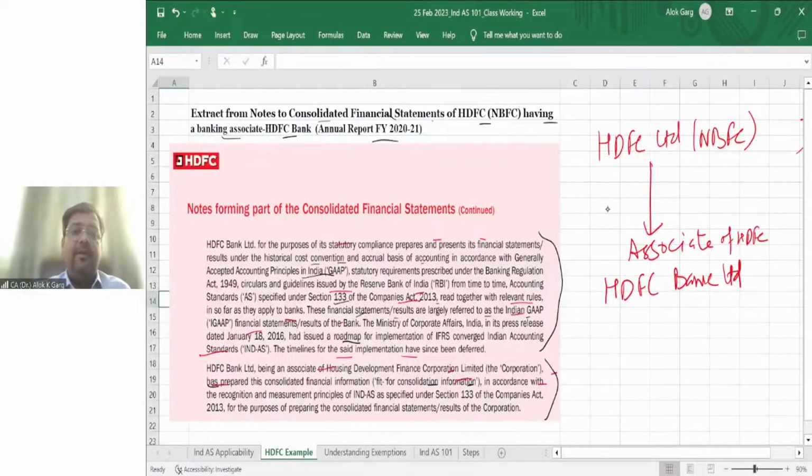Now in the second paragraph, they have written that HDFC Bank, being an associate of HDFC Limited, which is known as the Corporation, has prepared this fit for consolidation information in accordance with Ind AS for the purpose of preparing the consolidated financial statement or results of HDFC Limited. So in this note from the notes to accounts of a listed NBFC, HDFC Limited, they have written that our associate bank has prepared as per IGAAP for the statutory purposes. But for our consolidation purposes, this bank has prepared fit for consolidation financial statement as per Ind AS, right? I hope it is clear to all of you.